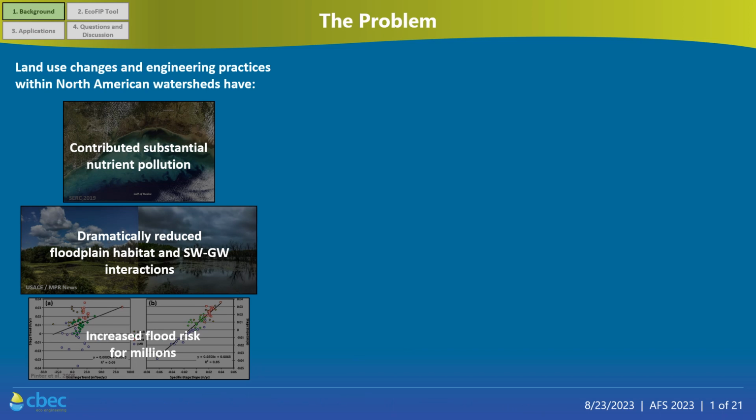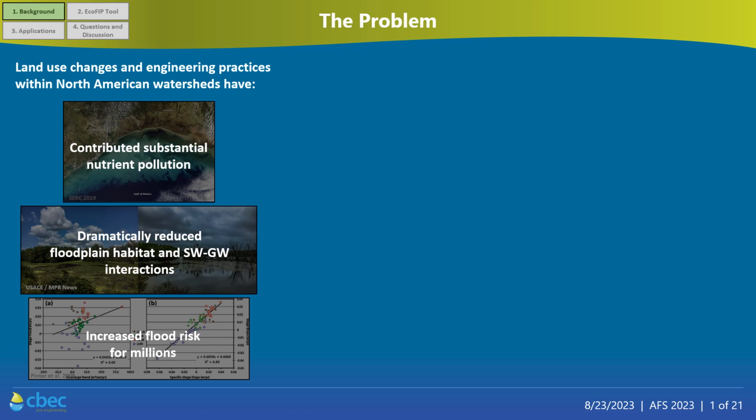I want to start the presentation with a bit of background about the problem that we're trying to solve before getting into the EcoFIP tool itself and how it works in kind of a broad overview, and then end on some applications of the tool that we've used, largely in the state of California.